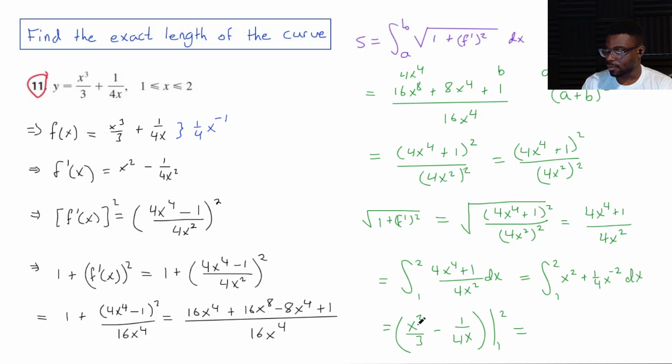So at 2, we have 2 cubed over 3, right? 2 cubed is just 8, so this would be 8 over 3. And then plugging 2 here, we're going to have 1 over 4 times 2. So that's 1 over 8. Okay, and then at 1, we're going to have 1 cubed over 3. So that's just 1/3. And over here, 4 times 1 is 4. So we have 1 over 4.